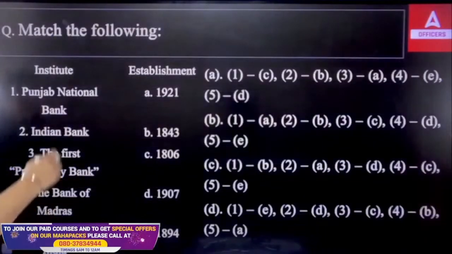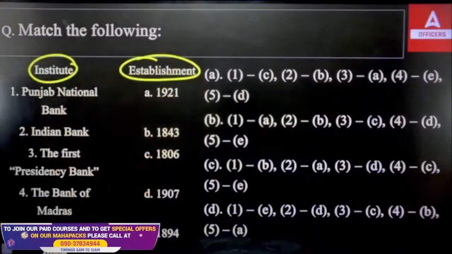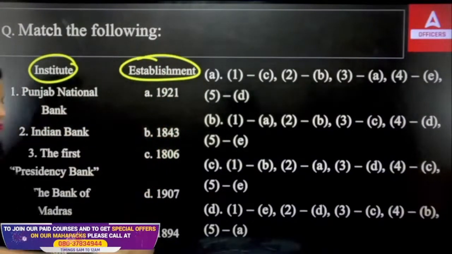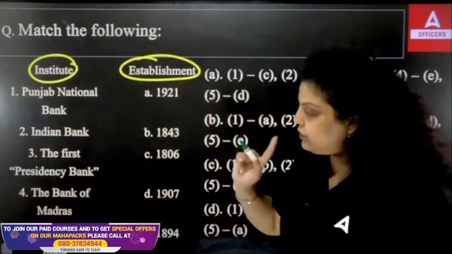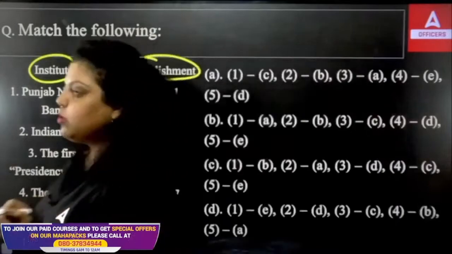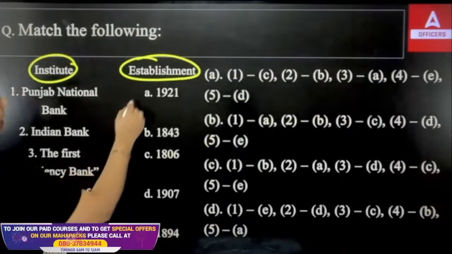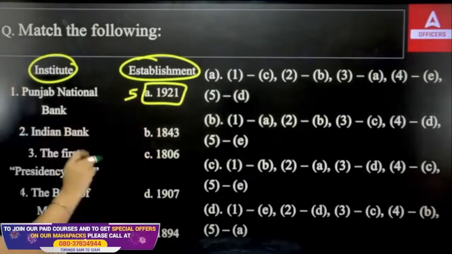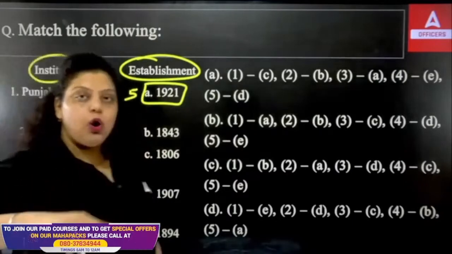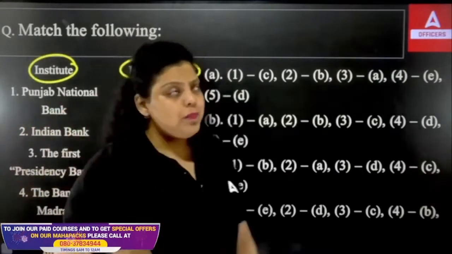So we have institutes here, we have the establishment of the institutes, and we have to match them. First let's see, out of these 5, which bank's establishment you know? So I know the establishment of Imperial Bank of India. Imperial Bank of India was established in the year 1921, that is 5th, because after the merger of all the Presidency Banks, we created Imperial Bank of India. So I remember the year.